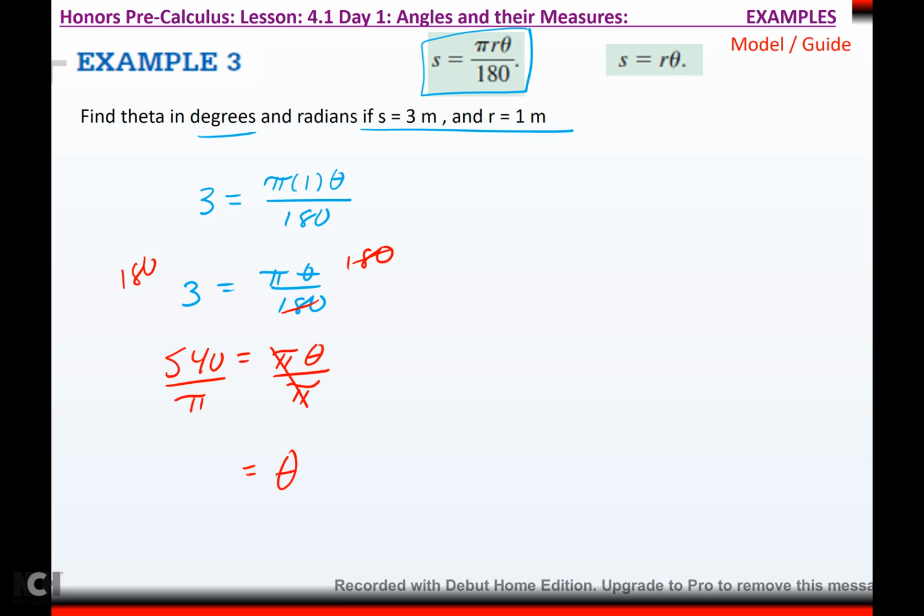Theta would be approximately 171.89 degrees. Okay, and if I find it in radians, then I plug in 3 for s, 1 for r, and solve for theta. I would get theta equals 3 radians. Yeah?